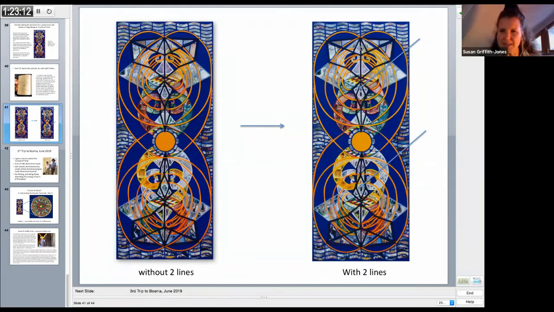For some reason, this line along the center needed to be continued, and it was missing at this point in this version. So I'm ever grateful to him for having me add those two lines there.